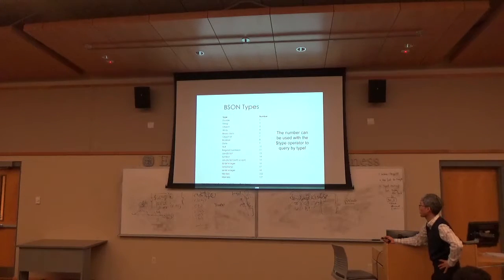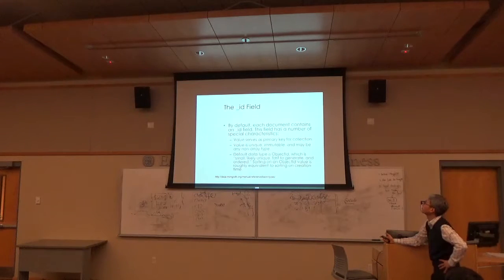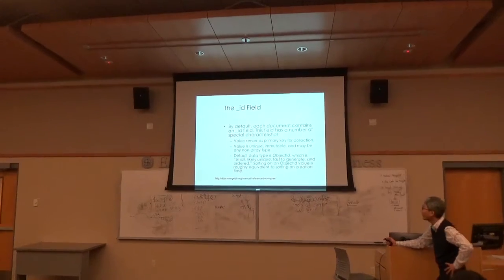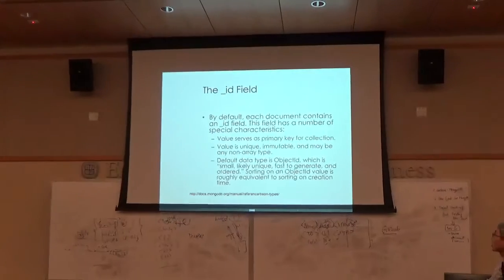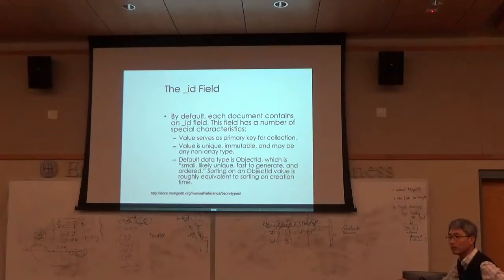Okay, JavaScript and symbol, and then timestamp. So such types are supported by most of them. So this is an important field. It's automatically created. It's used for the primary key. Like the primary key is unique and immutable, means you cannot change it. This one.